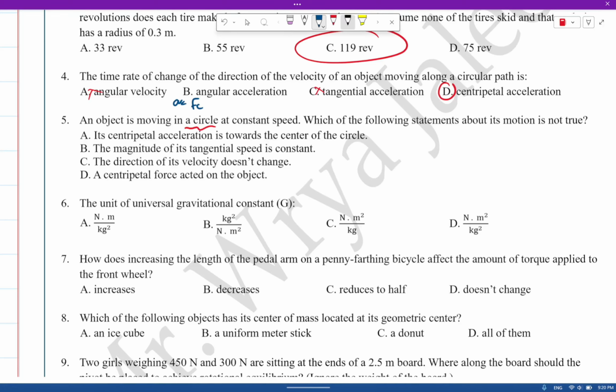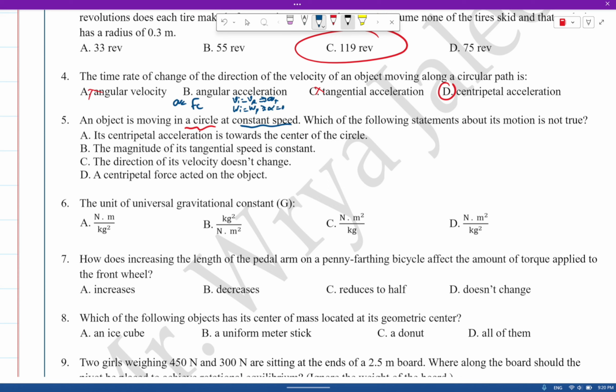The second part says constant speed. Whenever it says constant speed, that means V initial is the same as V final, which means that the tangential acceleration is 0. If it is constant speed, that of course leads to a constant angular speed as well, which we can say omega initial is the same as omega final, and at this point we can say the angular acceleration is 0. So let's analyze the options.